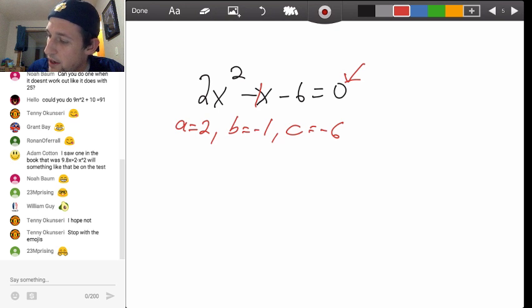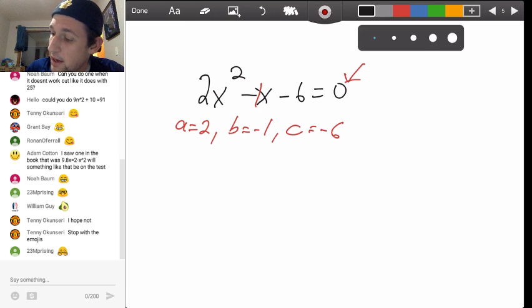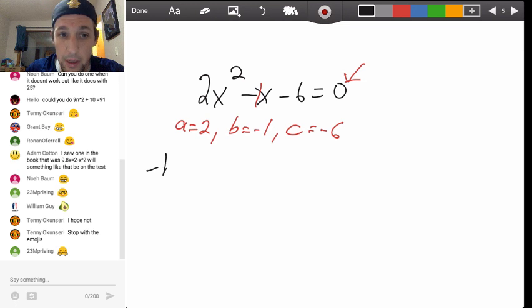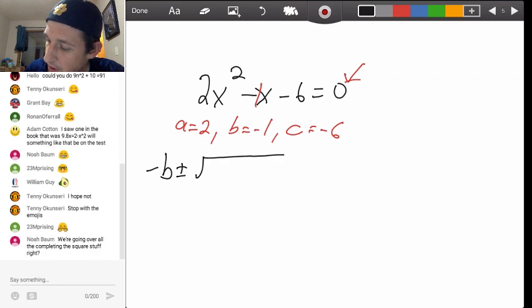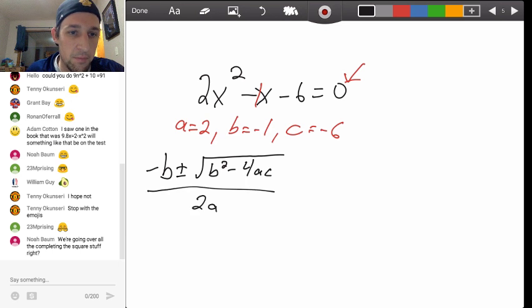So 2, negative 1, and negative 6. I will plug that into the quadratic formula. Folks, I'm not going to give you the quadratic formula on your test tomorrow. That is not going to happen. So you need to make sure you have this memorized well enough to be able to get it on your test right away.